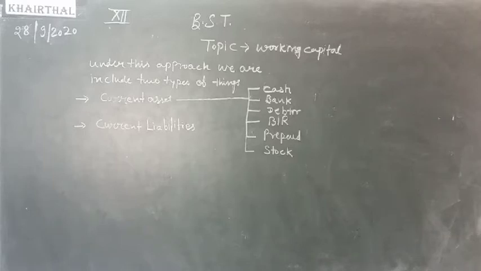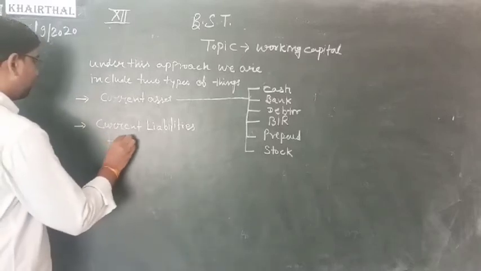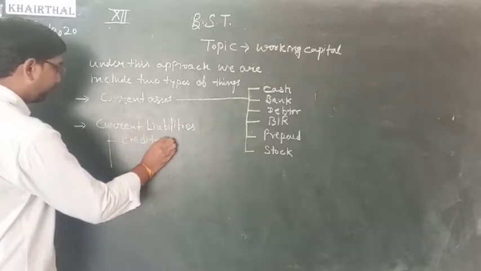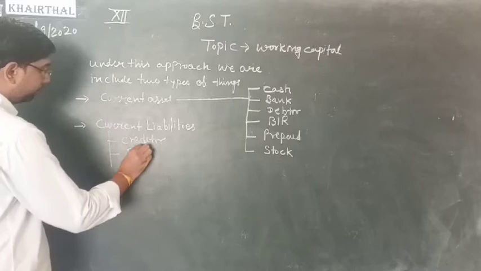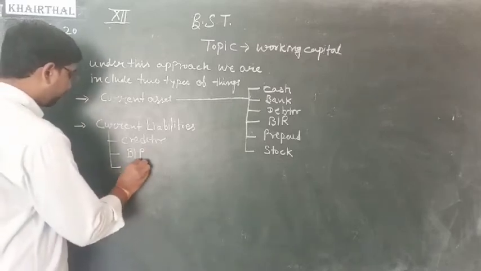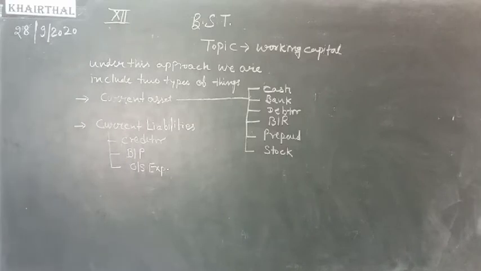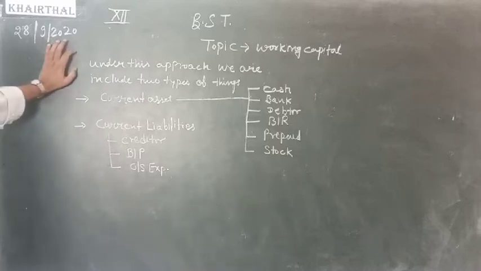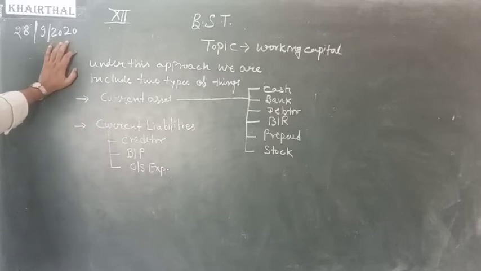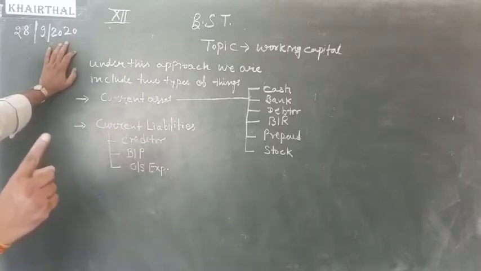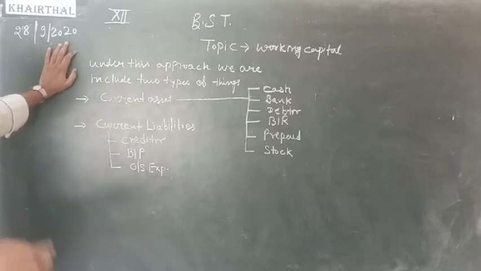And in our current liabilities, we include creditors, bills payable, and outstanding expenses. So all these things are included in our current liabilities. Clear? So today we will discuss the concept of working capital. Under this approach we include two types of things. First is current assets, second is current liabilities. Clear?